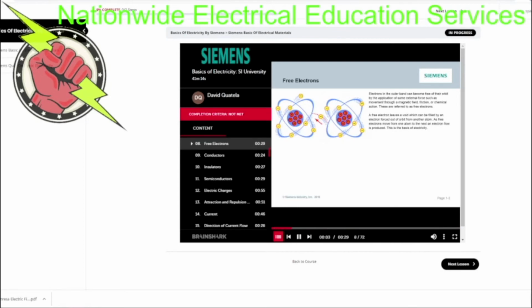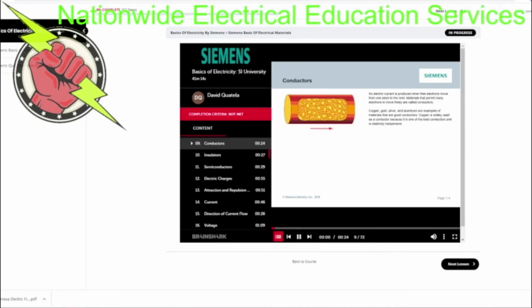Electrons in the outer band can become free of their orbit by the application of some external force, such as movement through a magnetic field, friction, or chemical action. These are referred to as free electrons. A free electron leaves a void which can be filled by an electron forced out of orbit from another atom. As free electrons move from one atom to the next, an electron flow is produced. This is the basis of electricity. An electric current is produced when the free electrons move from one atom to the next.